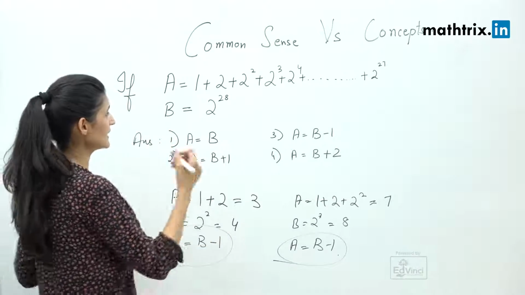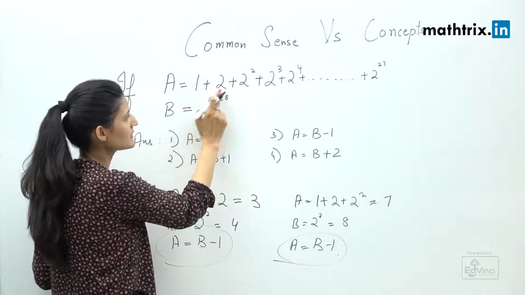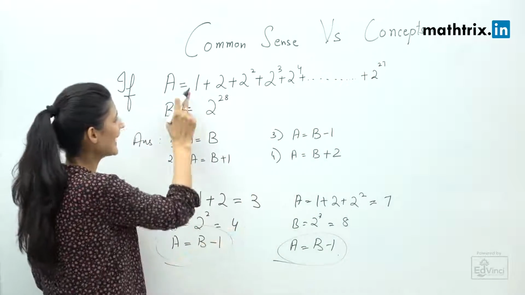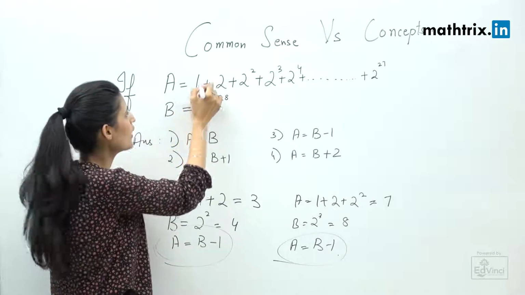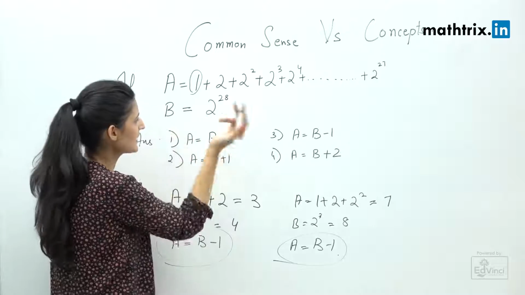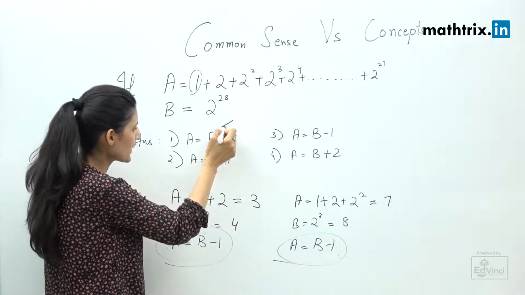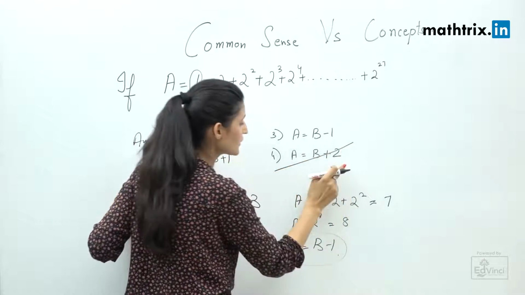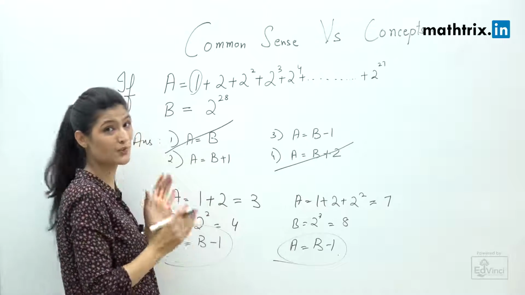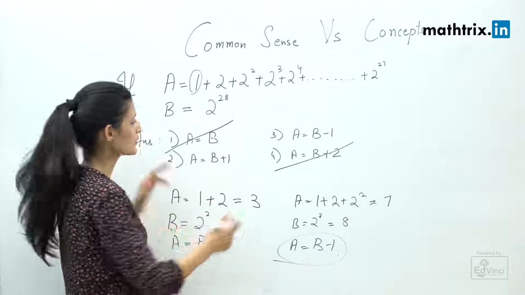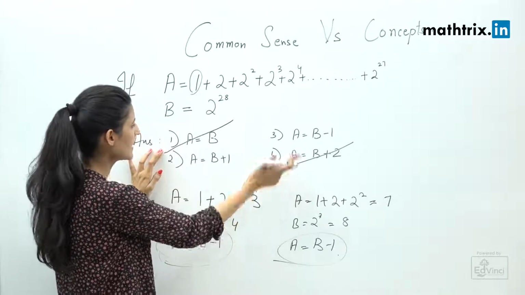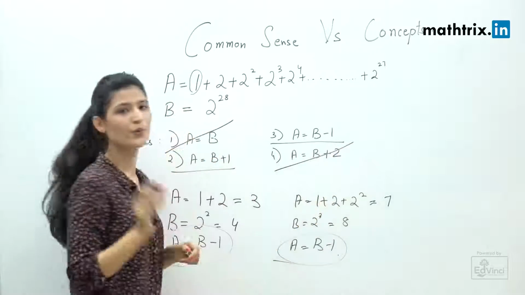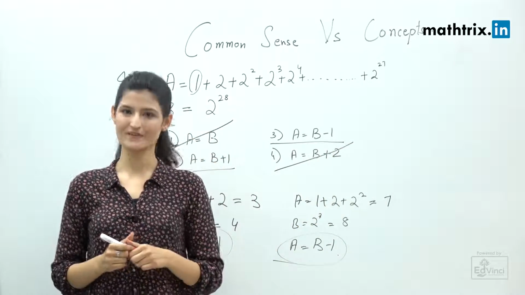If you observe very clearly, A is equal to 1 plus 2 plus 2 square plus 2 raised to the power 3, up to 2 raised to the power 27, which means A is an odd number because we have 1 here, and B is an even number. So there cannot be any situation where A is equal to B and A is equal to B plus 2, because that would prove that an odd number is equal to an even number, which is not true. So these 2 can be eliminated with just a glance, and you are left with these 2, which are very near to your answer.